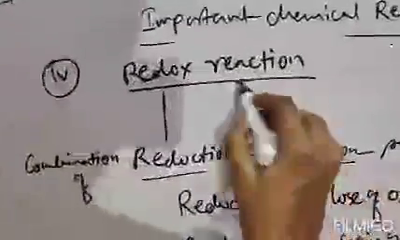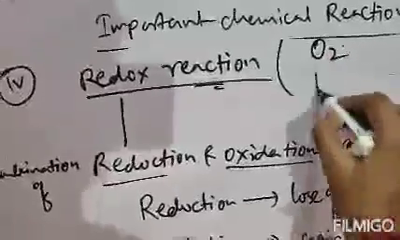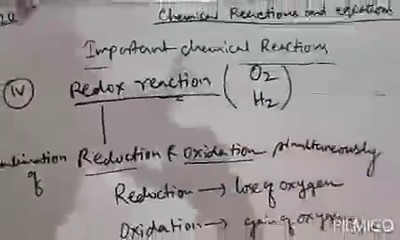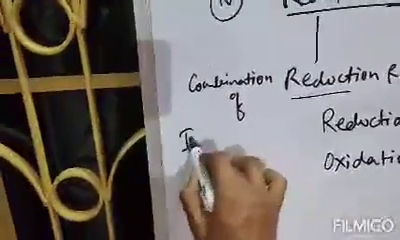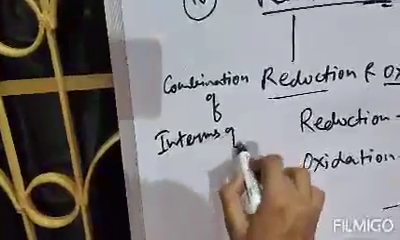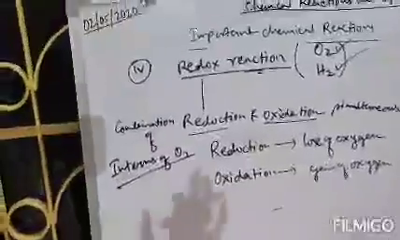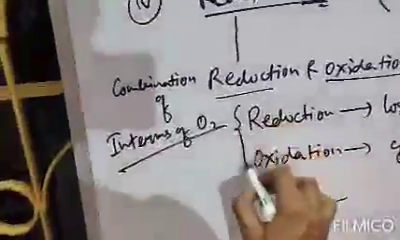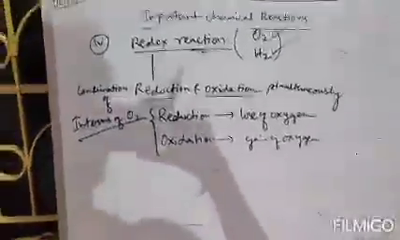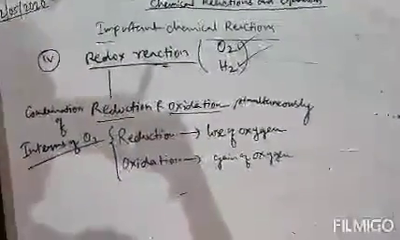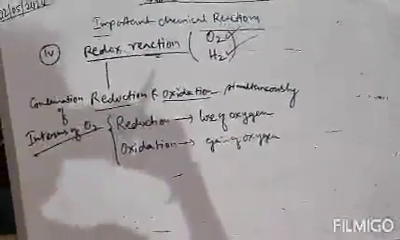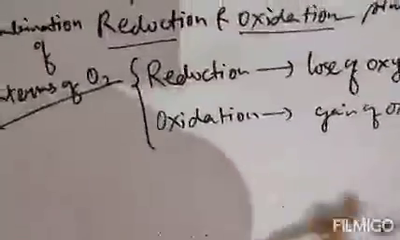Now we will study this redox reaction first in terms of oxygen and second in terms of hydrogen. Now we are studying redox reaction in terms of oxygen. When in terms of oxygen, loss of oxygen means reduction and gain of oxygen means oxidation. Clear? So just take an example and you will understand better.